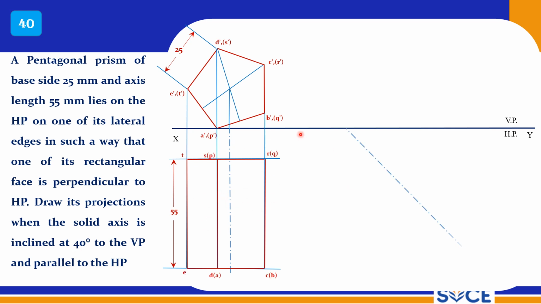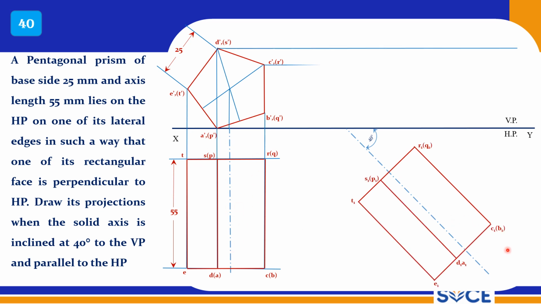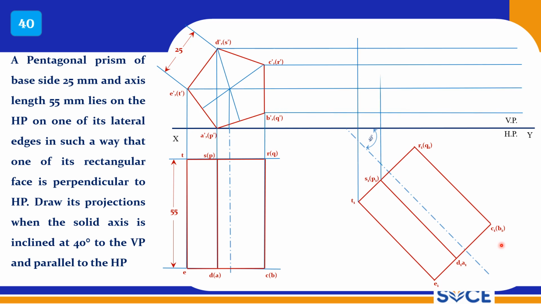Now draw a 40-degree line. The remaining procedure is the same, right? The only twist in this problem is that this face is perpendicular to HP. So don't start in the orthodox manner. You can start from the true shape, and then you can draw the XY reference line touching the edges, right? So now reproduce this view here. It is the same as the earlier problem, and give all the points.